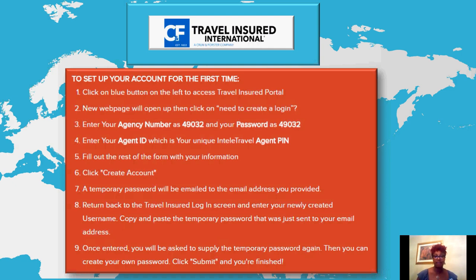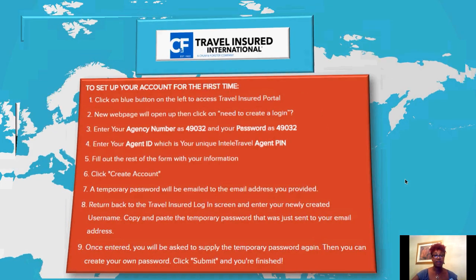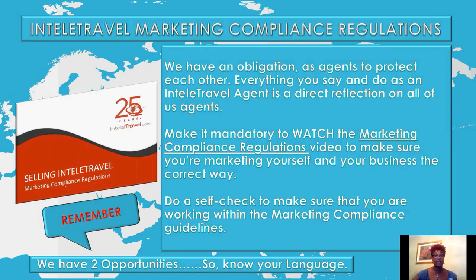And these are the steps that you would have to take to register yourself with Travel Insured. Now, pay attention, guys. The agency number and your password, they ask for this information, and this is where you'll get it. And this information is, of course, in your back office as well. So take some time to go to your back office and get your Travel Insured replicated website. Marketing and compliance regulations, guys, it is very, very important that you take some time to watch the compliance video, okay?